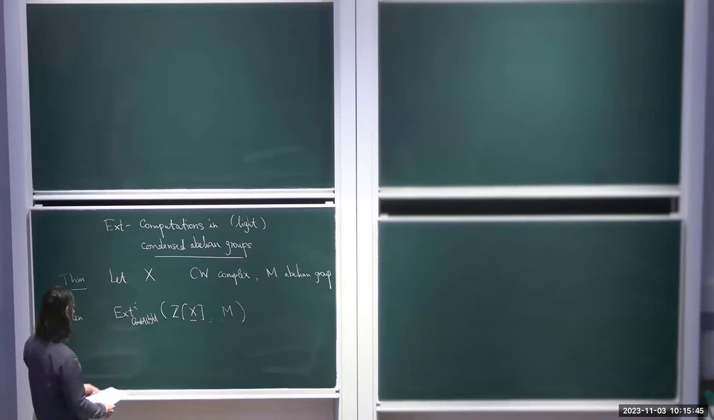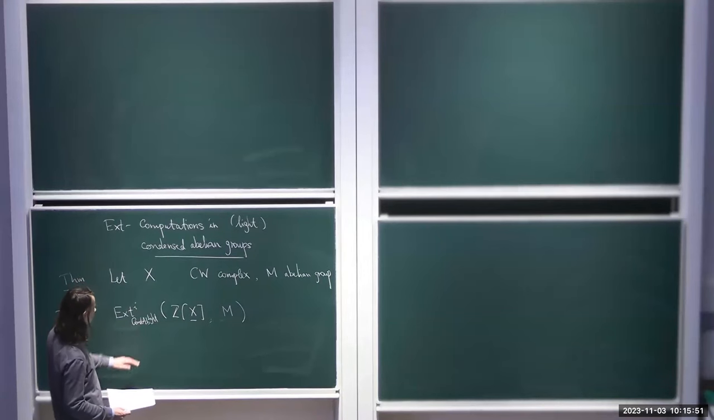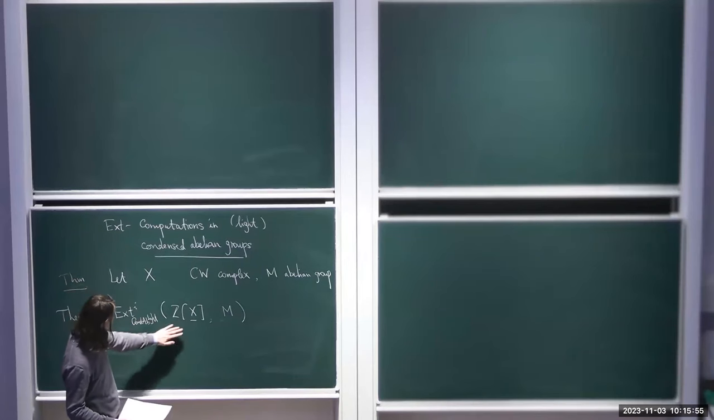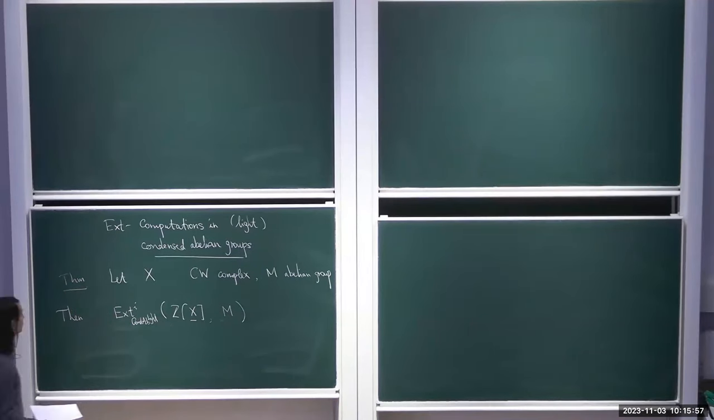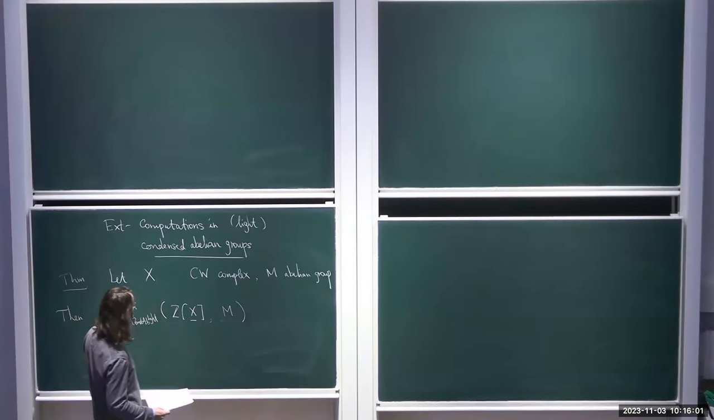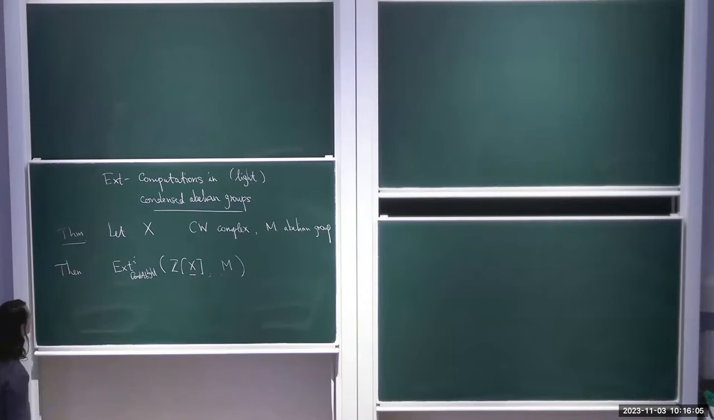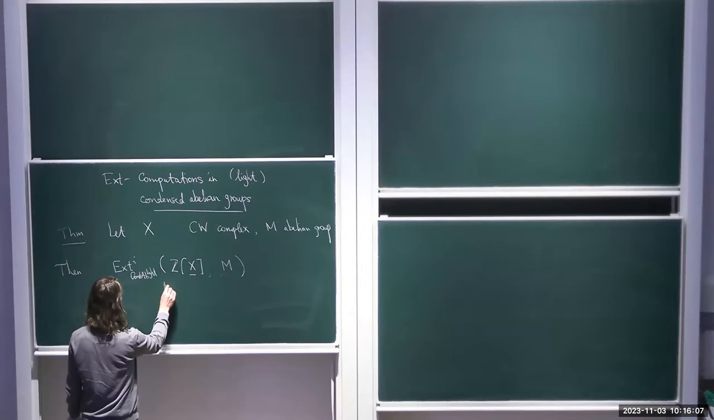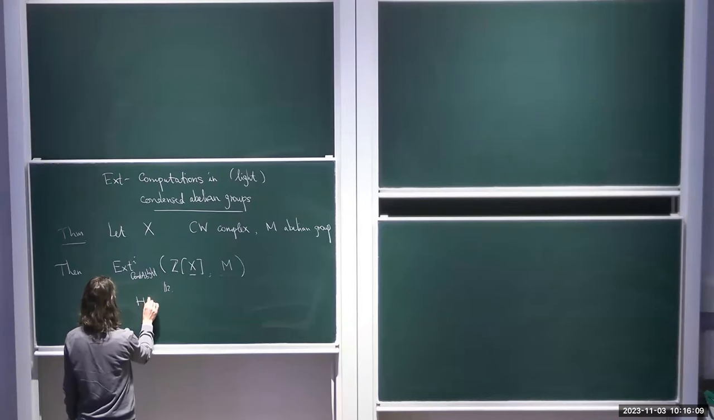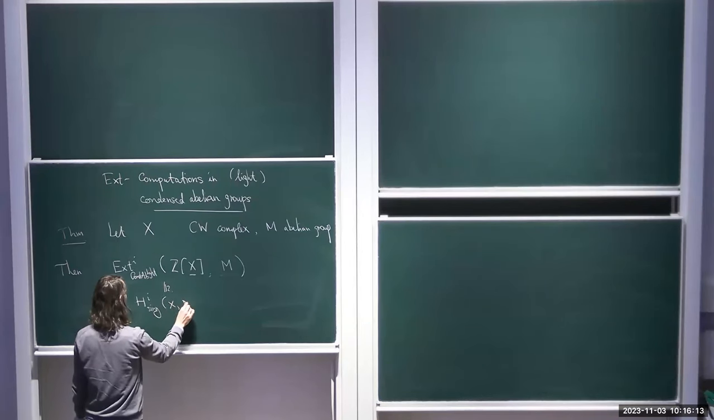And I mean, basically, if you treat X as a condensed set, then in any topos there is this internal notion of what cohomology is, which one way to express is to use Ext groups in the abelian sheaves. So this is the internal notion of what cohomology of X with coefficients in M is in the condensed world. And fortunately, it turns out that this precisely recovers the singular cohomology of X with coefficients in M.